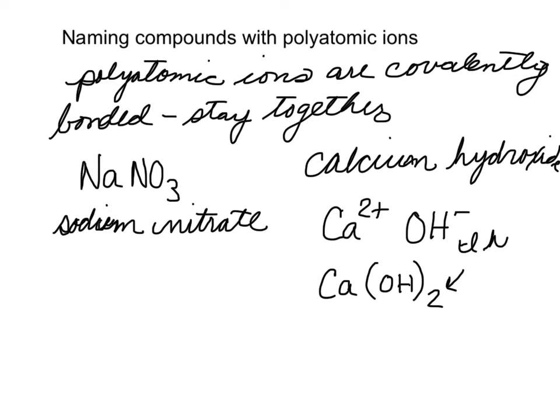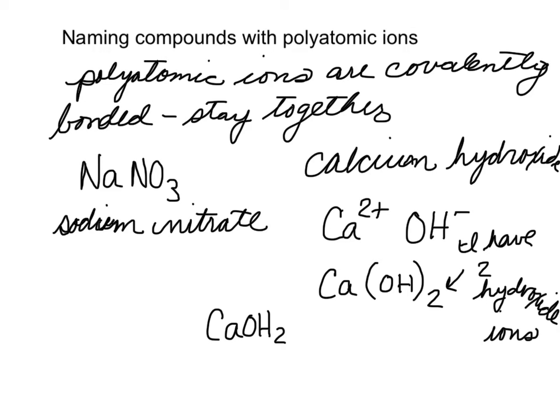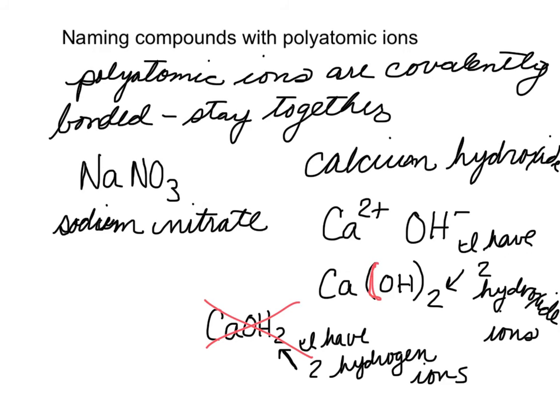This says I have 2 hydroxides, or 2 hydroxide ions. Now what I've seen before is this. This is completely different. This tells me I have 2 hydrogens. So 2 hydrogen ions, not the same thing. So make sure you have these parentheses enclosing that hydroxide so we know that you have 2 hydroxides and not just 2 hydrogens.